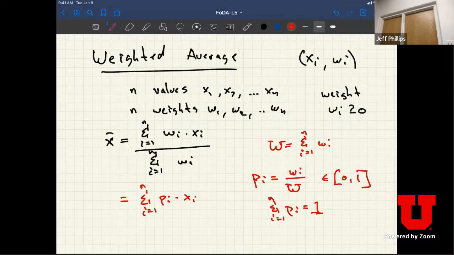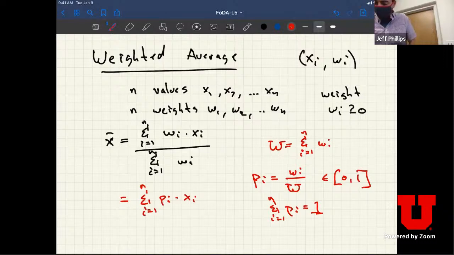I've just factored it in, and now this looks exactly like an expected value, right? A probability times a value, the sum of the probabilities times the value. So the weighted average is just kind of an expected value here, which is great. Again, as I said, a lot of data analysis reduces down to computing an expected value.